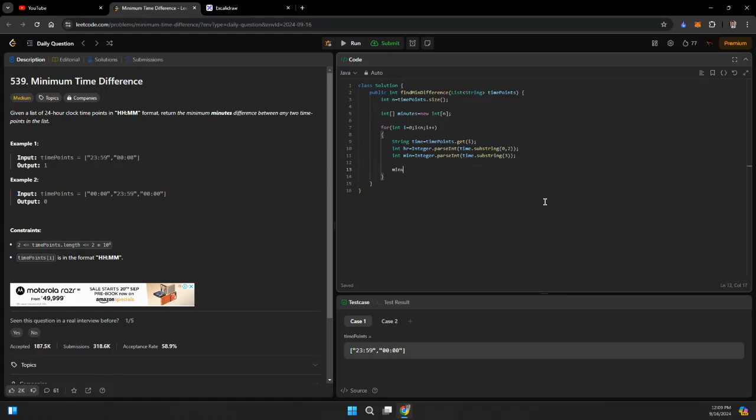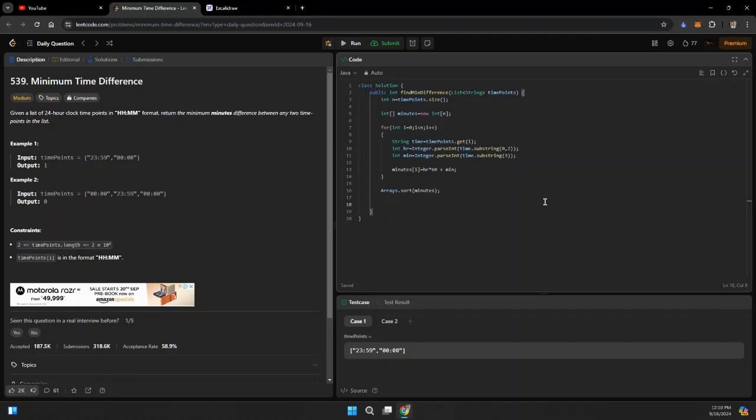Now, after doing it, what did I say? We have to store it into the minutes array, right? So how to convert it? We got the hour. What we did there, we converted it into the form of minutes. So for the conversion of hour into minute, we know we need to multiply the hour with 60, right? Hour into 60 plus the minute. Cool. All right. Now, after getting the minutes, what did I say? We have to sort the array, right? So Arrays.sort, then minutes. All right. Cool.